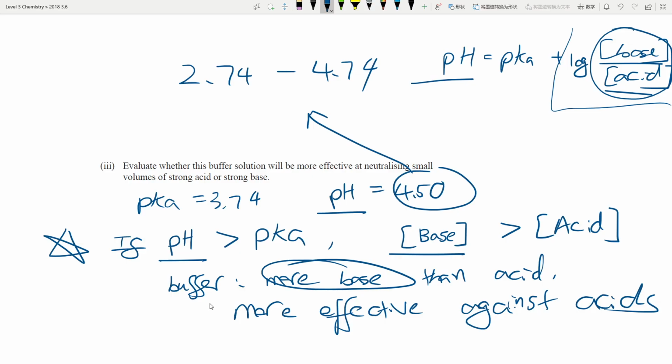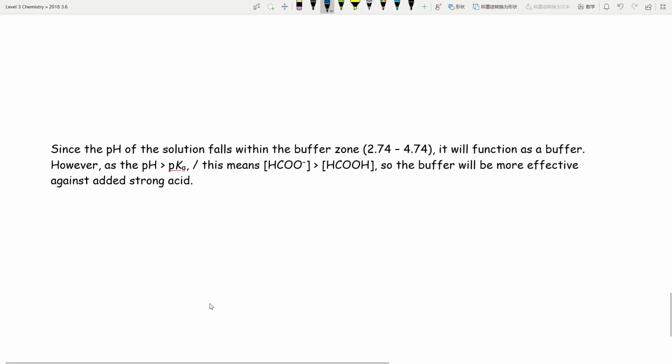If a buffer solution has both acids and bases, they're supposed to resist pH change when you add an acid or a base, but they can only do that to a certain extent. If you have more base in your buffer, obviously you have a higher quantity, higher concentration of base, which can resist more addition of acid. Let me just quickly show you the answer. You have a buffer, but pH is bigger than pKa, that means you have more base than acid. That means you have a more effective buffer against a strong acid.